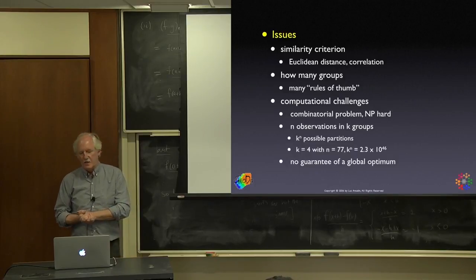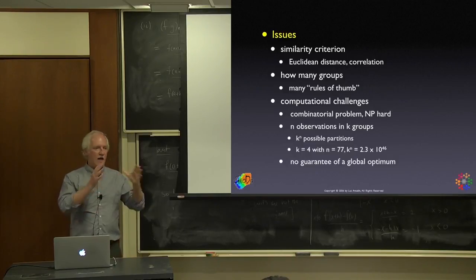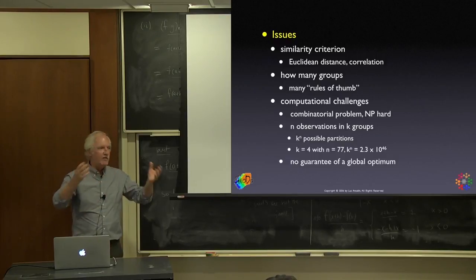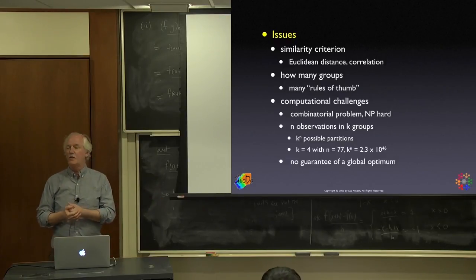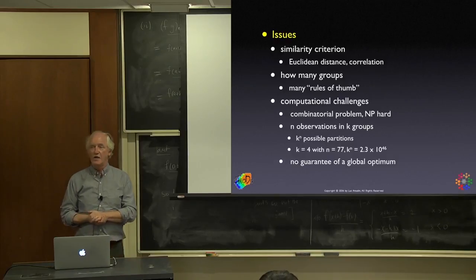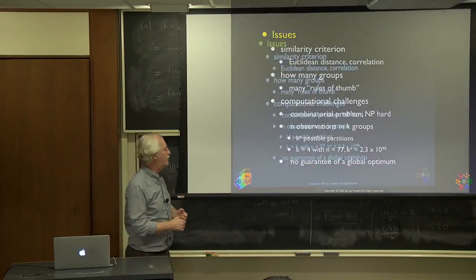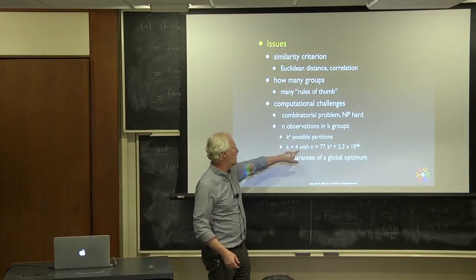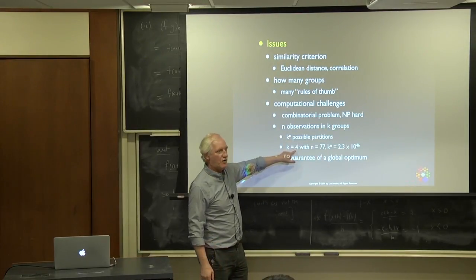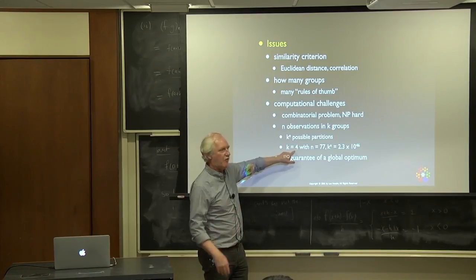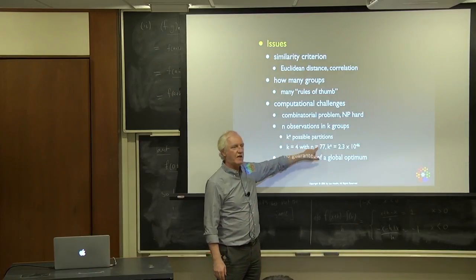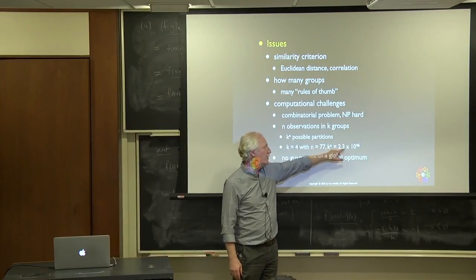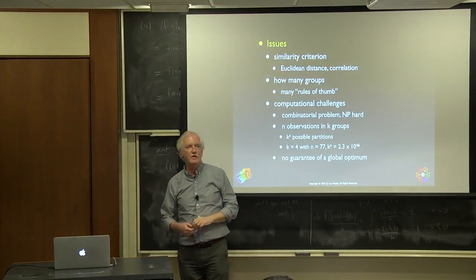So it's an easy problem, right? You have n observations that you have to put in k groups. How many of these can you do? Well, it's k to the n, right? And in our very simple problem, I was trying to figure out how I would express this to you. So we have 4 clusters, and we have 77 neighborhoods. So we have k to the n, which is 2.3 times 10 to the 46th.